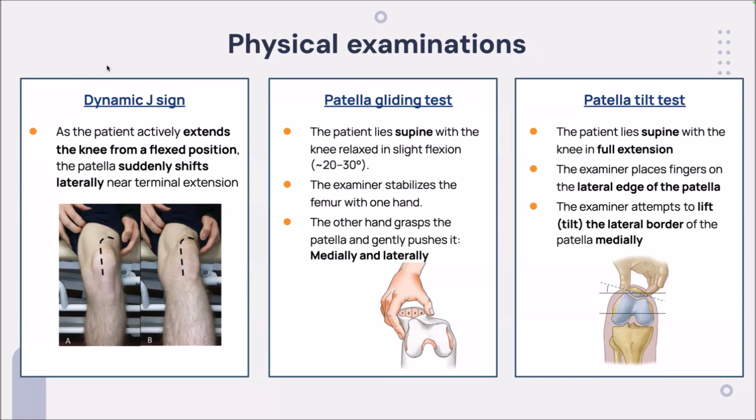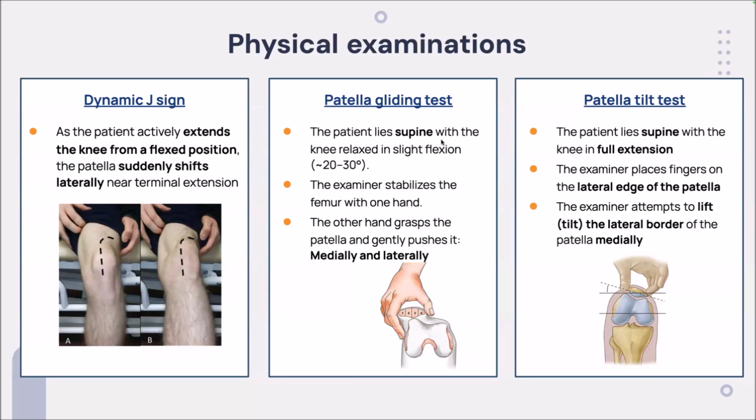But the difference from ACL is that when you touch the medial side of the knee, the medial side of the patella, it will be more painful. Because when the patella dislocates laterally, the torn structure is on the medial side. We call it the medial patellofemoral ligament. Patients have so much pain on the medial side of the knee. You can also see the dynamic J sign. As the patient actively extends the knee from the flexed position, the patella shifts to the lateral side near terminal extension, which will be shown in the video later.